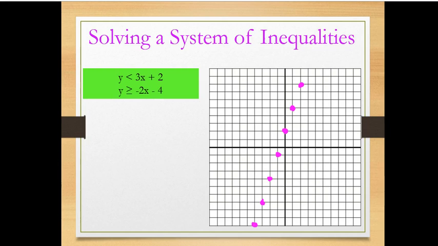All right, now let's take a look at my inequality. It's y is less than. Because it's just less than and not less than or equal to, I'm going to have a dashed line, and it's going to look something like this. And because y is less than, we are going to shade below it.